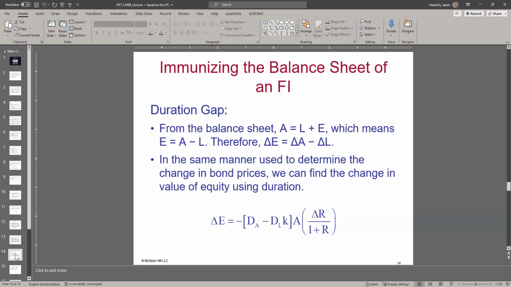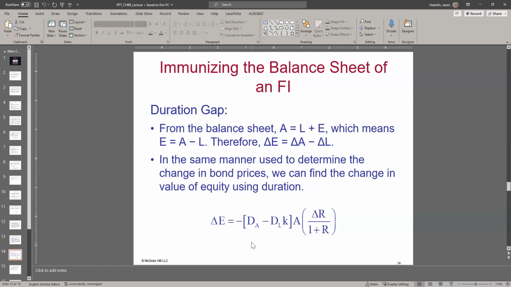In the same manner used to determine the change in bond prices, we can find the change in value of equity using duration. So we can set up the formula this way. Change in equity equals, don't forget that negative, and in the brackets we put the duration of assets minus the duration of liabilities. That K would be liabilities divided by assets, the percentage of liabilities in the capital structure. Then you multiply the whole thing by assets, and by the change in rate over 1 plus the rate.